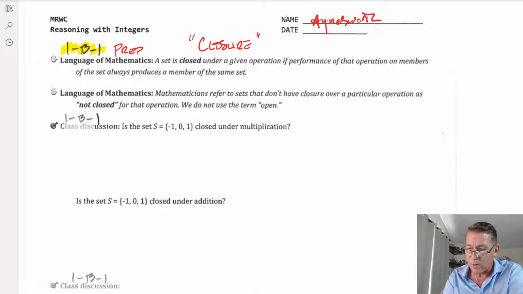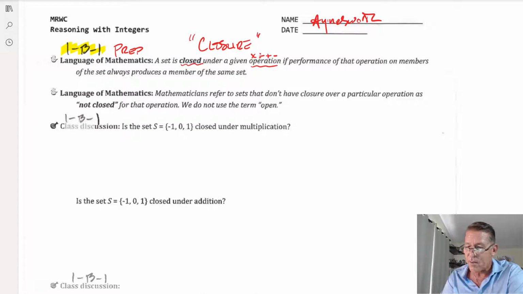Okay, a set is closed. Notice the keyword: closed under a given operation. It could be multiplication, it could be division, it could be adding, it could be subtracting, it could be square rooting, it could be squaring, it could be any operation. So under the operation that's given, and it will specify in the problem, whatever we're dealing with.